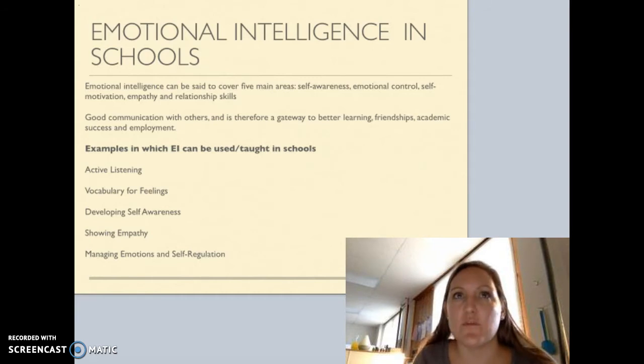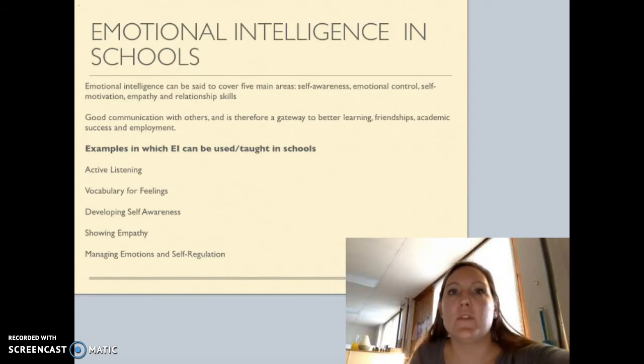Next, developing self-awareness. We need to help students develop self-awareness. When they have low self-awareness, we're at risk of not realizing how we come across to others. When we don't understand how we are perceived by others, it may skew our behavior and social interactions.